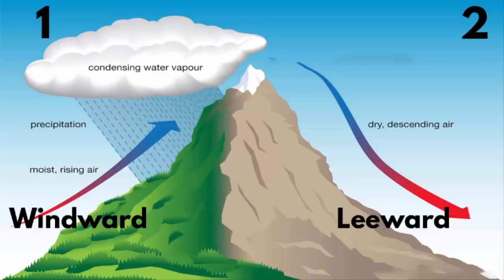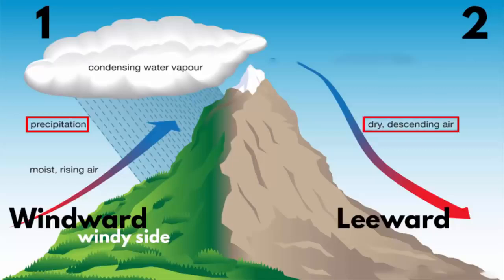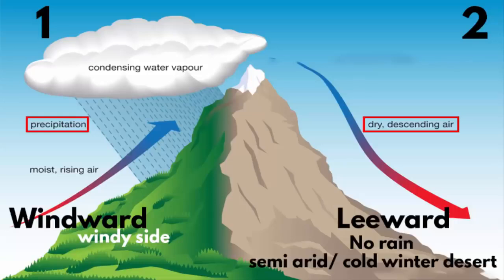By looking at the name, you can easily figure out that windward means the side of the mountain which faces a lot of wind. As a result, this side of the mountain faces a lot of rainfall. And leeward side is the opposite side, where it is dry and there is no wind. That means there is very little or no rainfall at all on the leeward side of a mountain. So these semi-arid and cold winter deserts are found on the leeward side of a mountain, which are also known as rain shadow deserts.